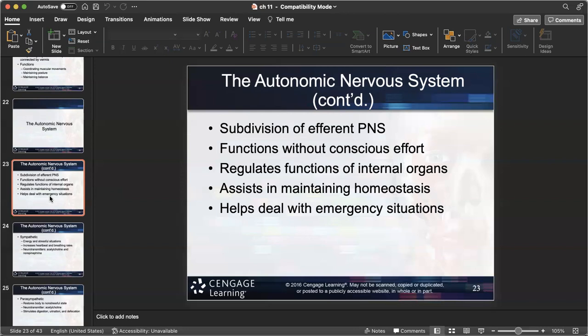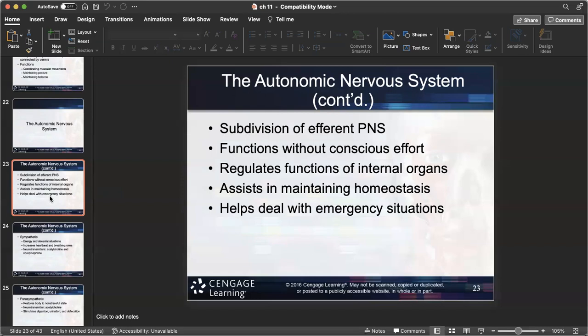And because it's involuntary, the autonomic nervous system is most often in the background regulating functions of internal organs like the lungs, like the heart, like the esophagus, stomach, small intestine, large intestine, and other organs of the digestive system. These organs and systems keep working without us telling them to. And we attribute a lot of this to the autonomic nervous system. Because of its role, the autonomic nervous system is heavily important in regulating homeostasis functions.